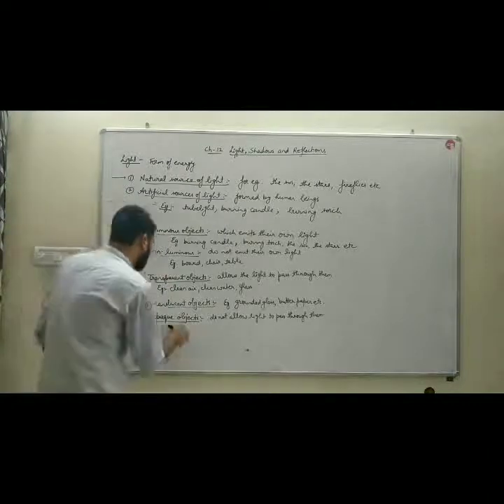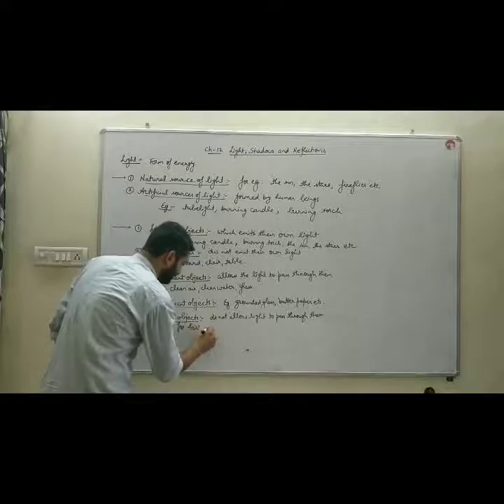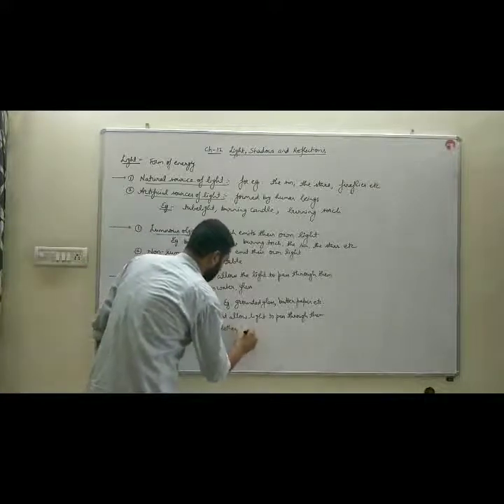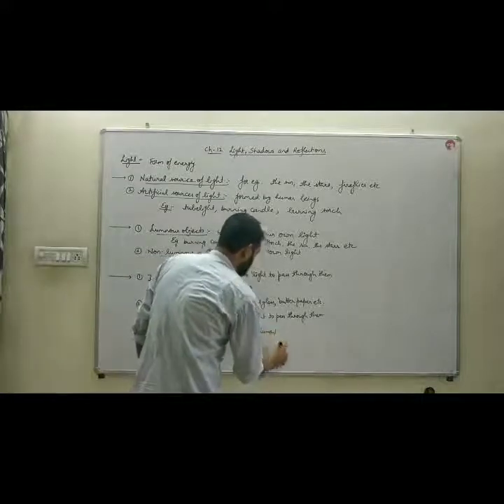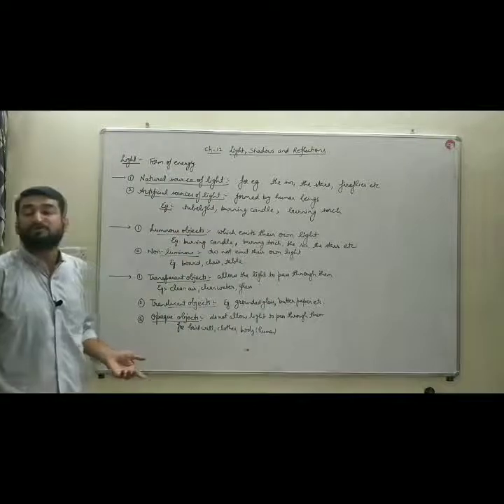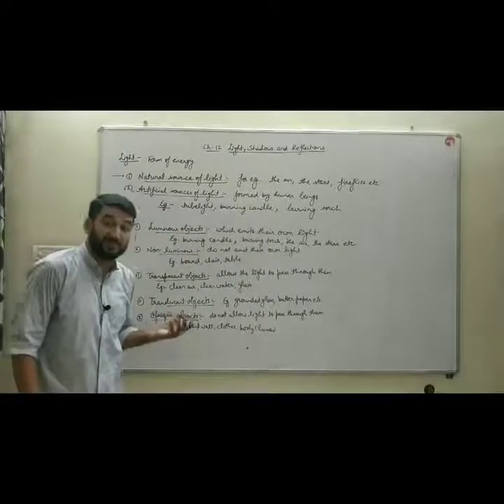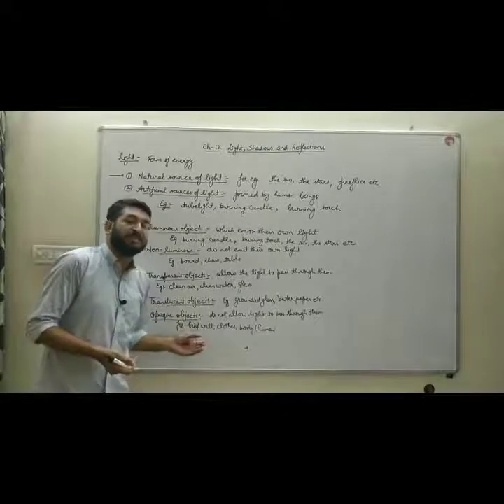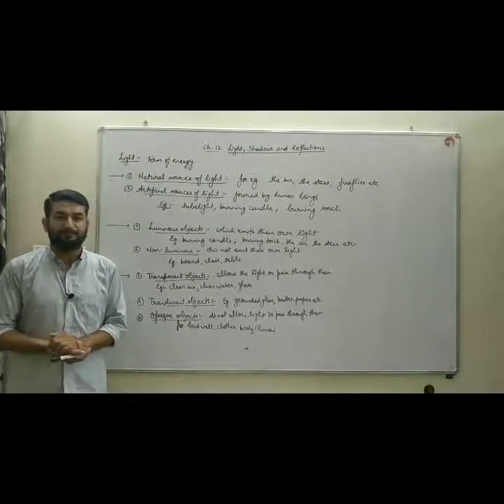For example, the wall, the brick wall, clothes, human body, or animal body. These are opaque objects. They do not allow the light to pass through them. Metals, clay, all those sources are also opaque objects. They do not allow the light to pass through them.